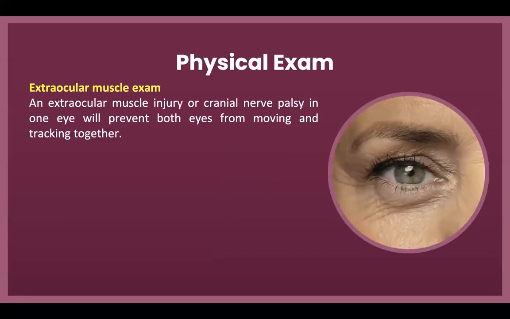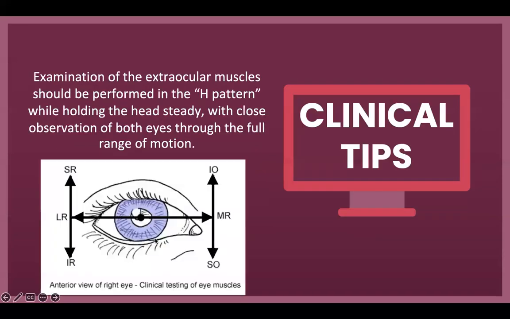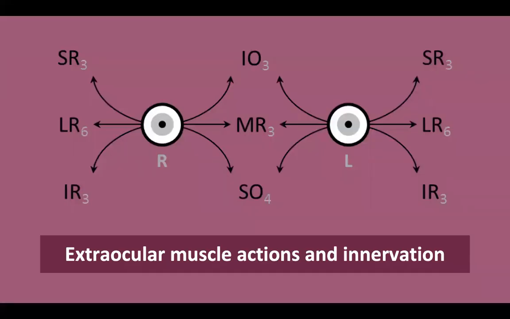For the extraocular muscle exam, you should examine the extraocular muscles by testing the movement of the eye in all directions. We have 6 directions, as you know, and what is called the H pattern: examination of the extraocular muscles in the H pattern. Up, down, to the right, to the left, and diagonally on both sides. Here we can see the range of movements. Here is the medial rectus in both eyes. The lateral rectus in both eyes is here.